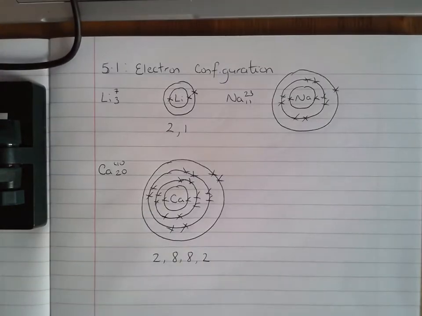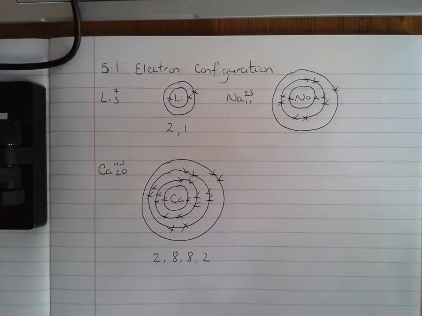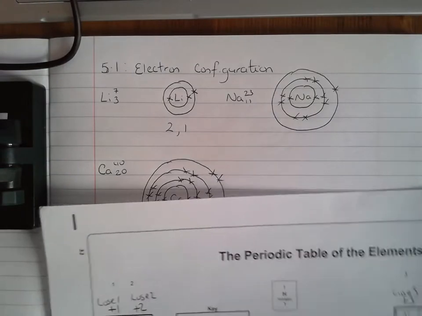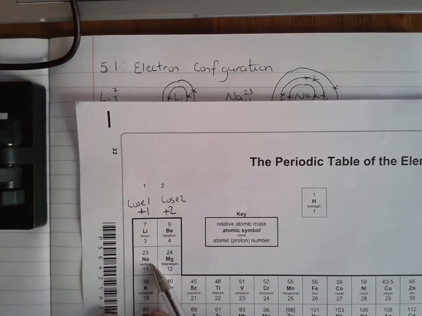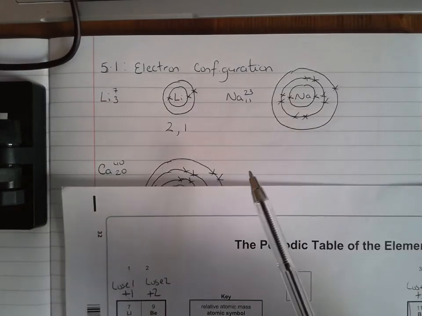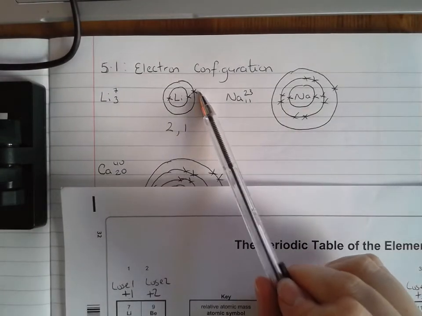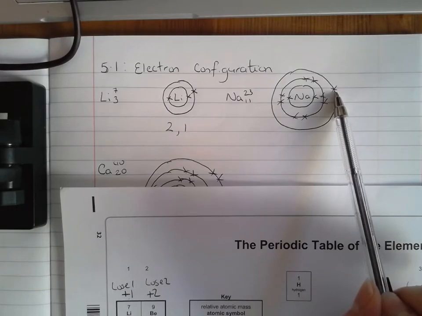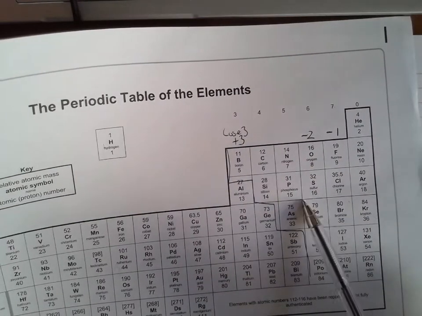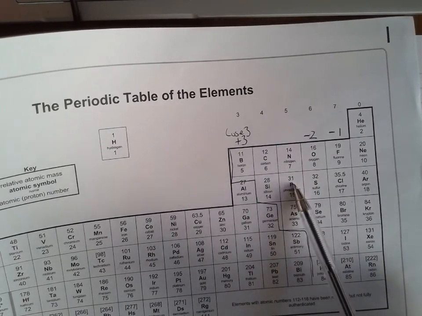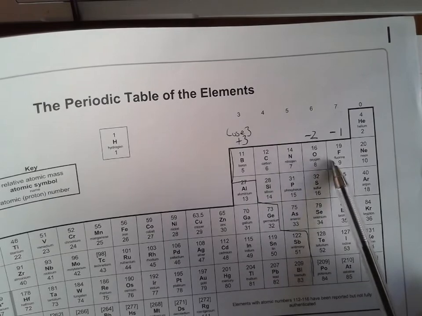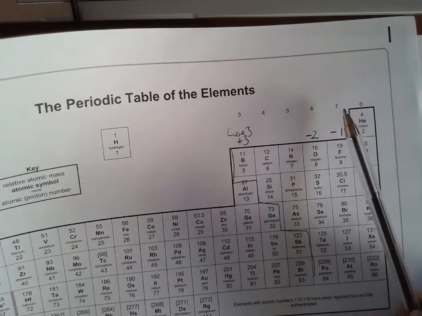If you look at the periodic table, you will see that there's a relationship between the electron configuration and where the elements are actually located on your periodic table. Lithium and sodium are both in group 1, and you can see from my diagrams that both have 1 electron in their outer shell. In general, if elements are in the same group, they will have the same number of electrons in their outer shell. So nitrogen and phosphorus will both have 5 electrons, and fluorine and chlorine will both have 7.